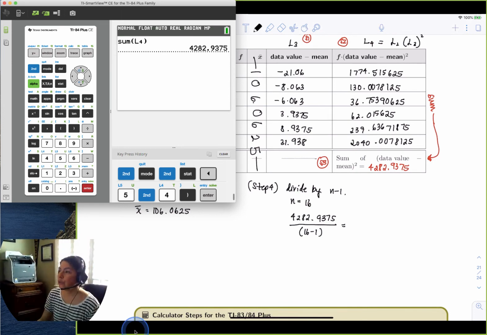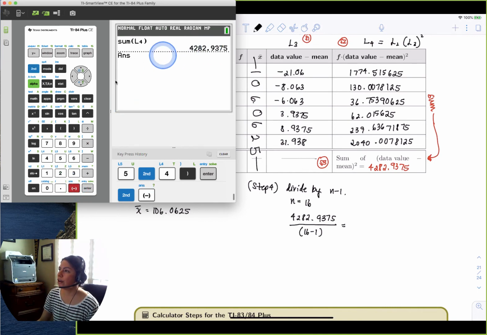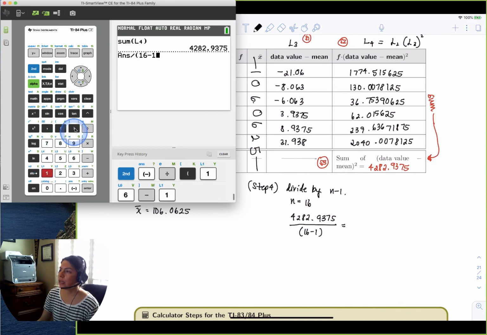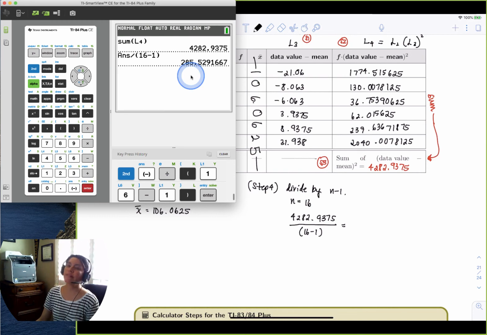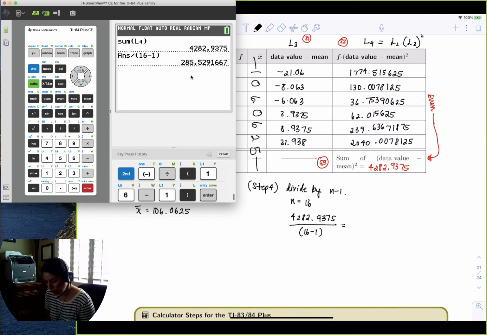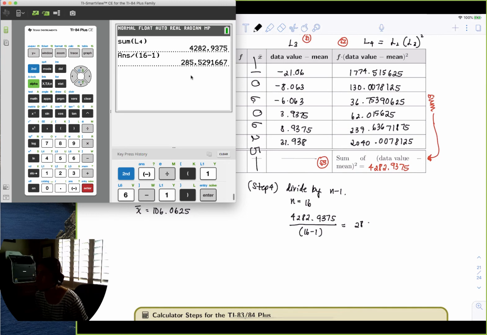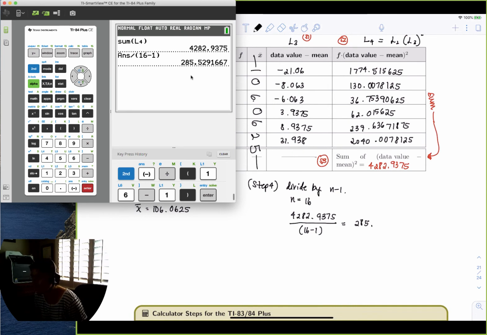and divide it by 16 minus 1. Recall when we do this, hit second negative, which gives you the answer right here, and you can divide it by parentheses 16 minus 1. This is the variance. This gives you the variance. So let's put this number down, 285 point, and where should we round? Well, we don't round just yet, only in the end. 5291667. Again, I want to note that this value here is the variance.